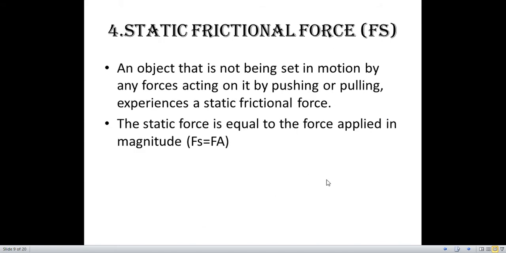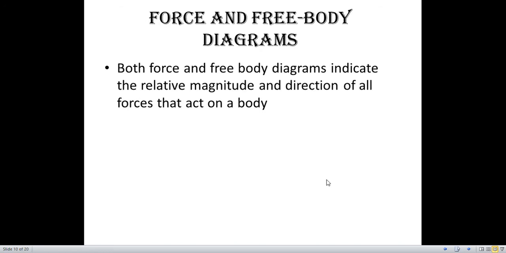Number 4, your static frictional force. Now, an object that is not being set in motion by any forces acting on it, by pushing or pulling, experiences a static frictional force. This is the force that is just there when the object is static, not moving. Now, the static force is equal to the force applied in magnitude. They are equal in magnitude.